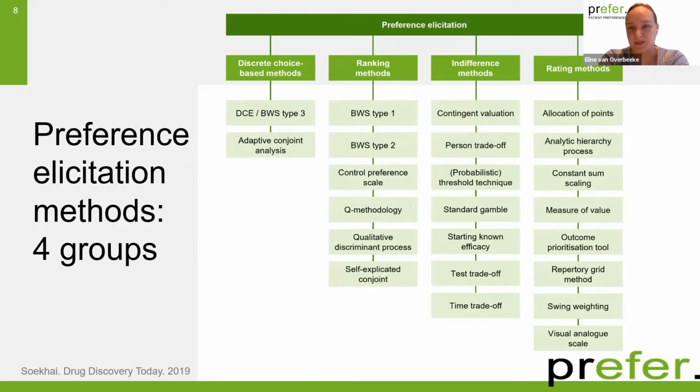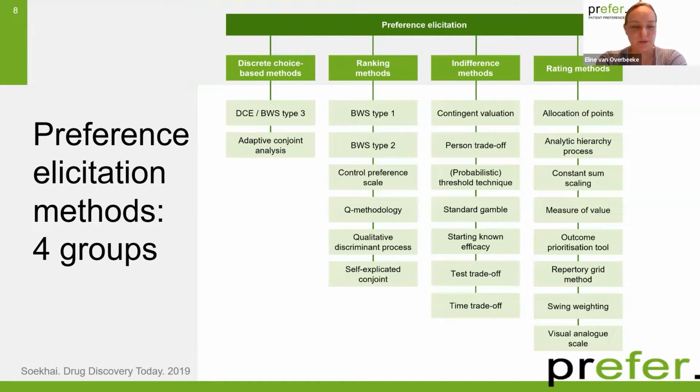These quantitative methods can also be categorized into 4 buckets, so 4 groups, as you see them here. We have on the left discrete choice-based methods, and these typically examine the importance of trade-offs between attributes and their alternatives through a series of choice sets. Then we have ranking methods. These use ranking exercises to capture the relative order of importance of attributes or alternatives within a presented set.